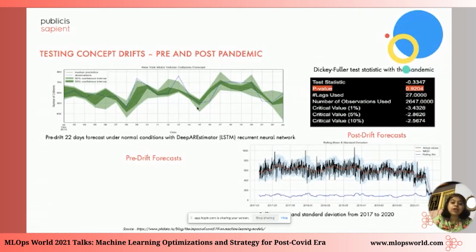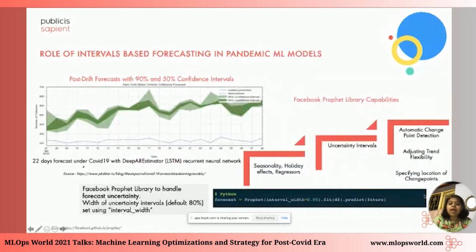So these are like 2020, 2019 data. So there is no drift. And when the drift happens, we'll see that the mean and the standard deviation also show a significant change. Apart from doing hypothesis testing, we can also look at the confidence intervals which are provided by some libraries like Facebook Prophet.